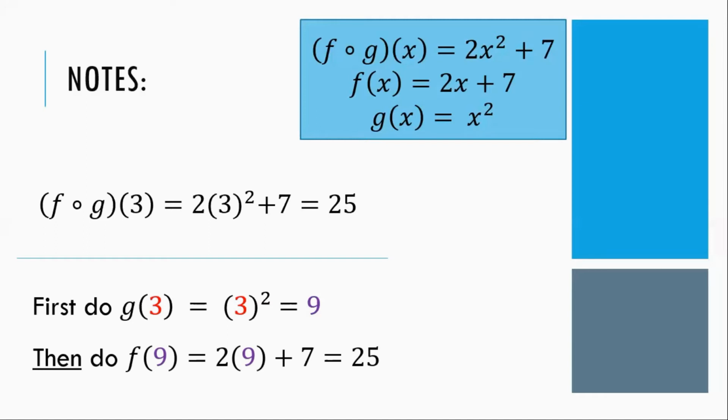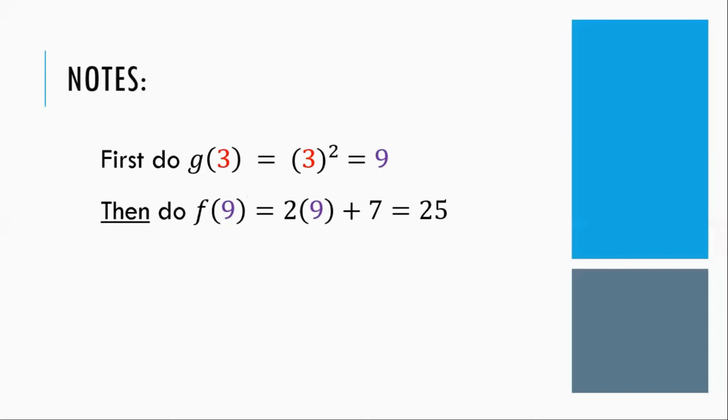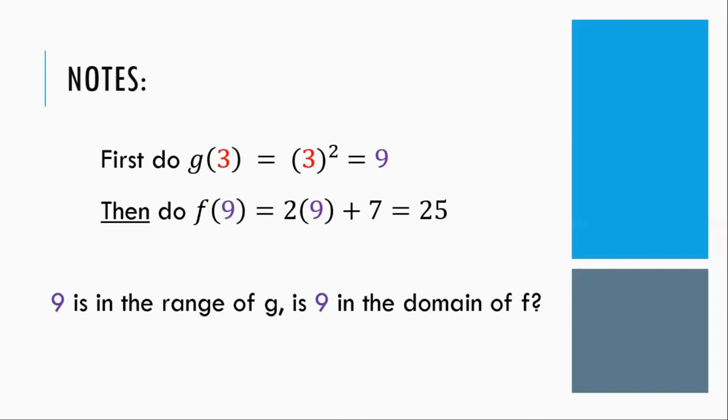Looking at it this way has one advantage, and that is the purple 9 is in the range of g. So we need to make sure, is that 9 in the domain of f? So the domain and range of composite functions is a bit tricky. I suggest you look at it in this fashion where we're taking those outputs from g and using them as the new inputs for f.